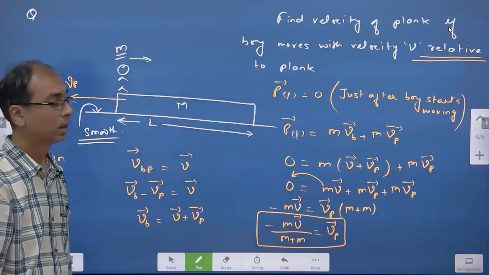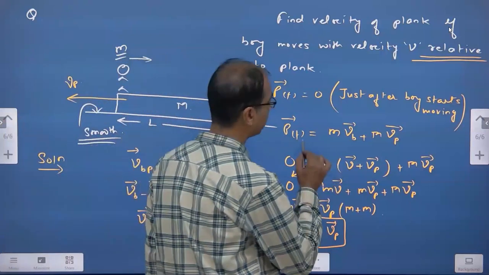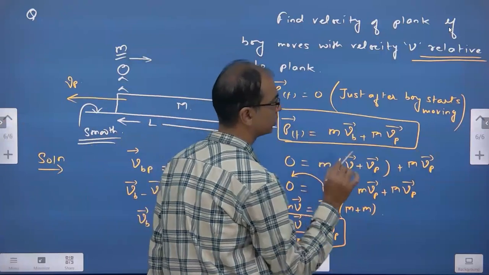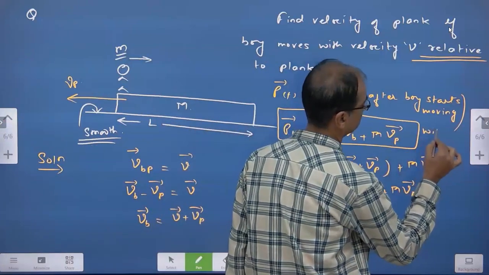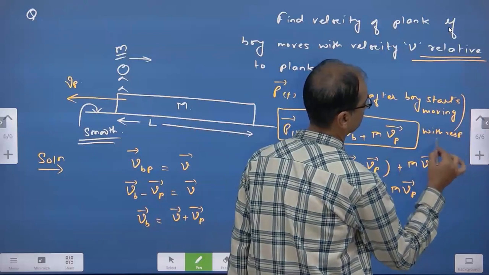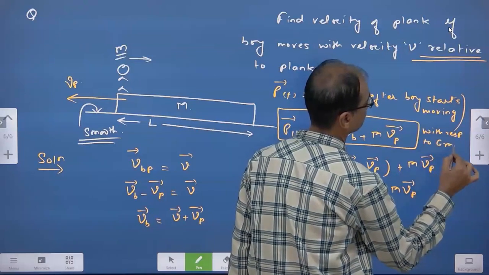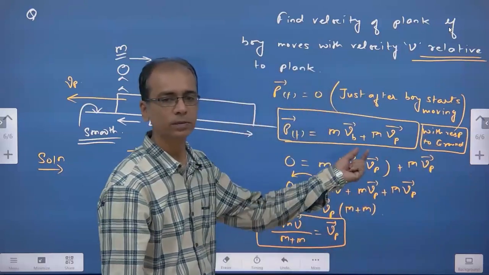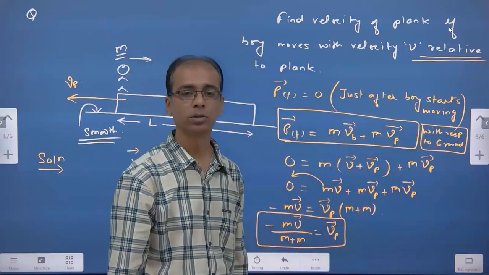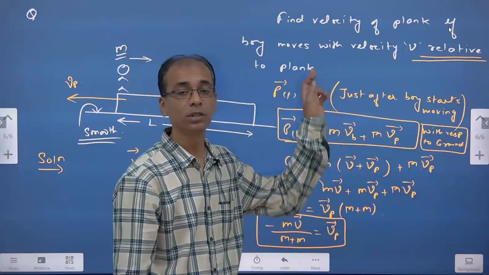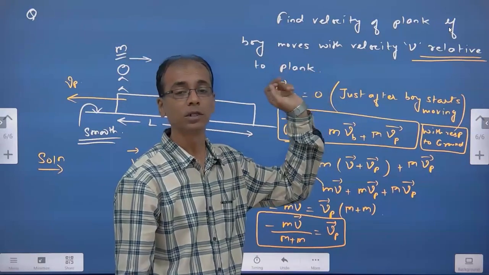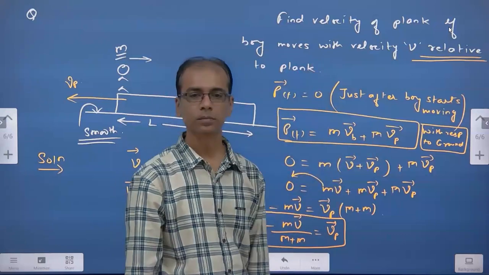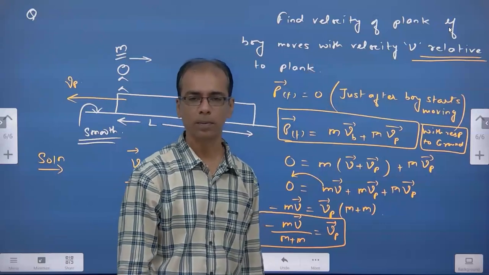Remember always, when you are writing momentum, everything you keep with respect to ground. Vp is with respect to ground, so velocity of boy also should be with respect to ground. But what is given in this question? It is given with respect to plank. So first convert it with respect to ground and then keep it. You'll always get the correct answer. Note it.